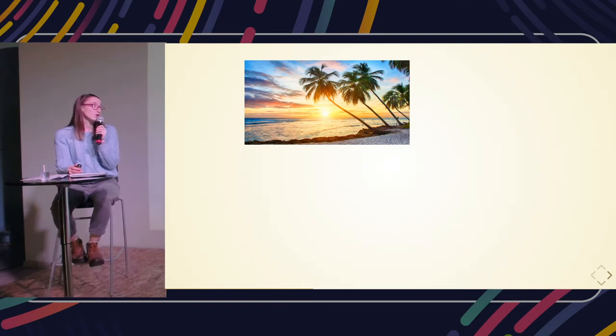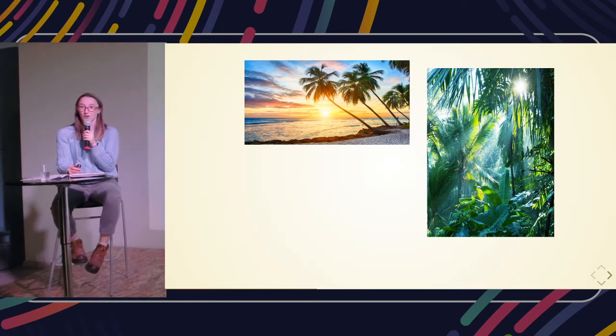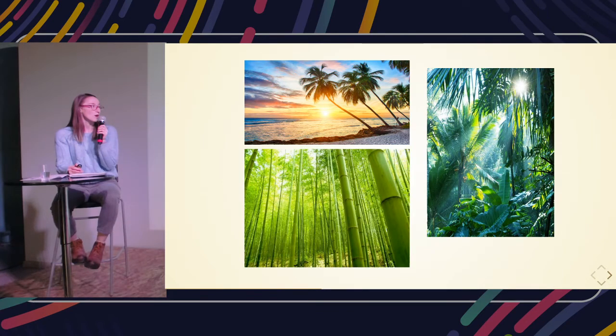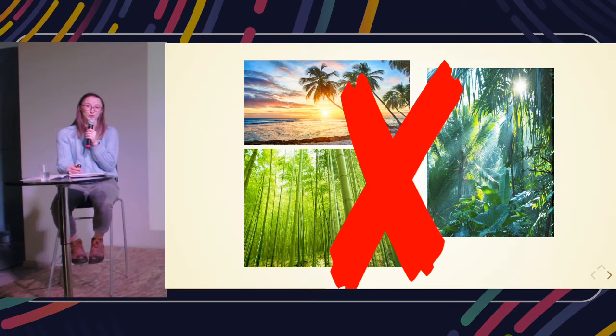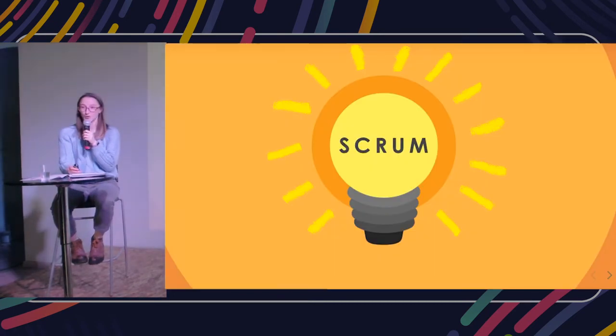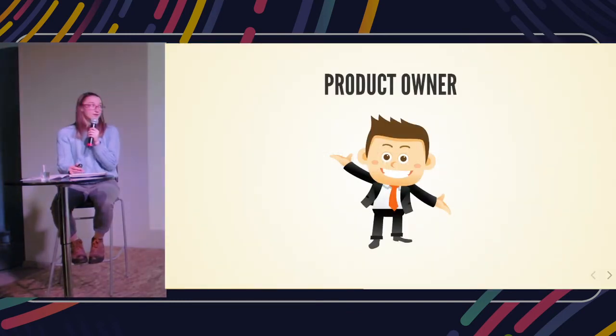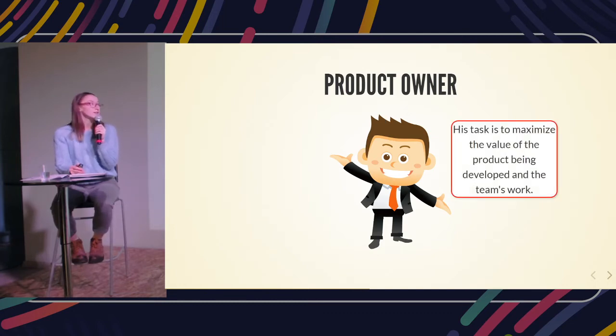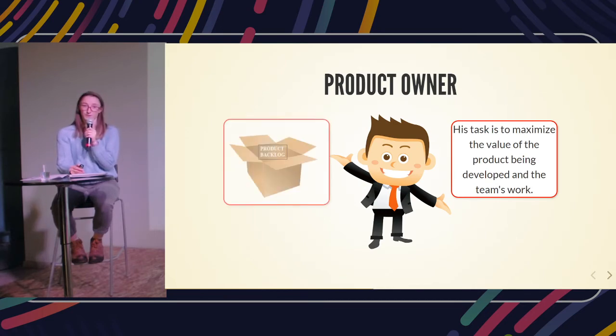And after long meetings and proposals that our customer didn't approve, our company decides to turn to Scrum. After all, Scrum will allow you to quickly and soundly create a product. The main thing of Scrum is our Scrum team, so let's create a team. The first character is a product owner. He will be the link between the customer and our development team. His main task is to maximize the value of the product being developed and the team's work. And his main tool is a product backlog.